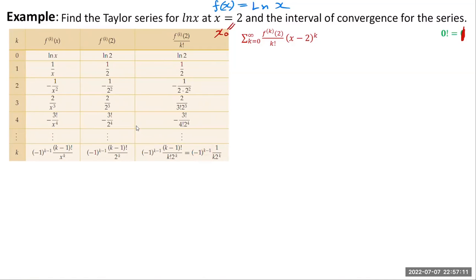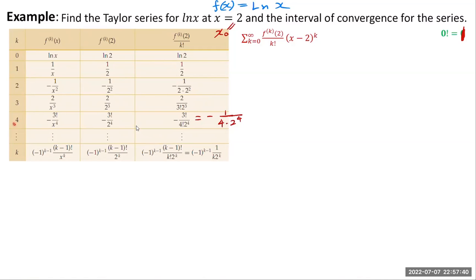And then, of course, you should be able to identify this pattern. When you take the kth derivative, this is 1 over k times 2 to the power k. That is by observing this pattern. For example, if you simplify this one, this is going to be minus 1 over 4 times 2 to the power 4.